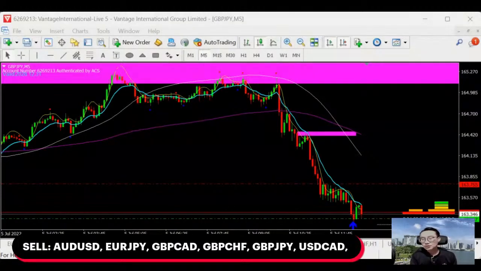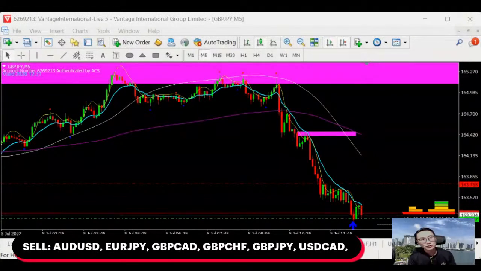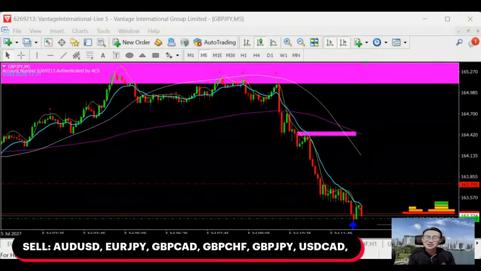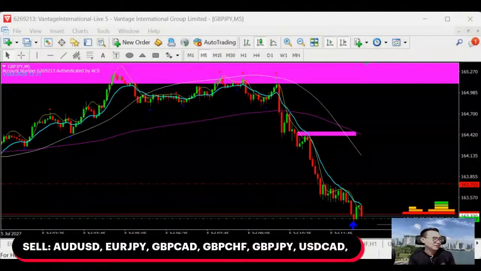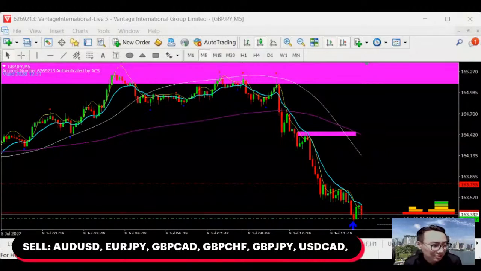So if I have $1,000 and I'm going to trade 0.01, I think it's pretty small. Let's say with 1%, 1% of this $1,000 is $10. If I'm trading with 0.01, can you imagine I have plenty of buffer, 100 pips, on average. So who cares about SL?